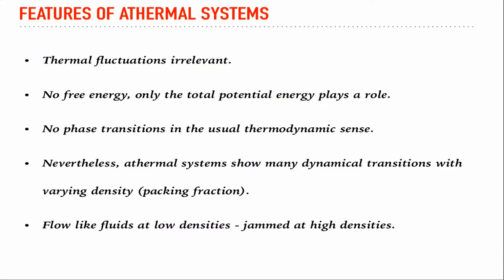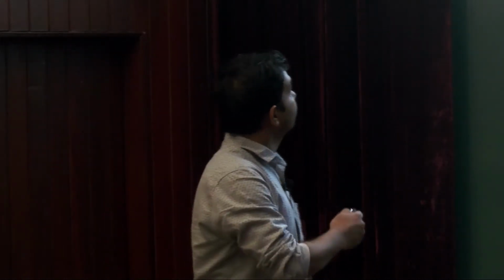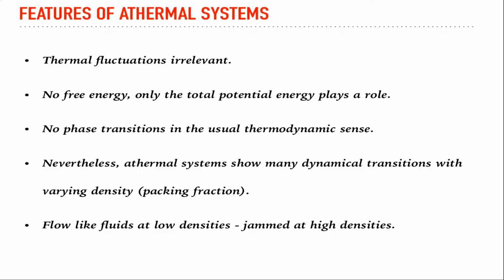Okay. So what are the features of athermal systems of the kind that I just showed you pictures of? Well, first of all, thermal fluctuations are negligible or irrelevant in the sense that the particles are so large that the ambient thermal fluctuations are very small in comparison to particle sizes, and so they don't really move in configuration space. Because of that, a usual partition function description of such systems is not a very good description, and so free energetic descriptions are also not very good.